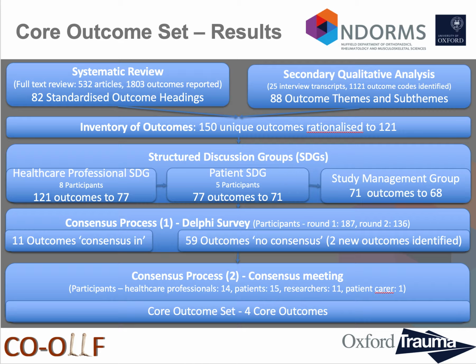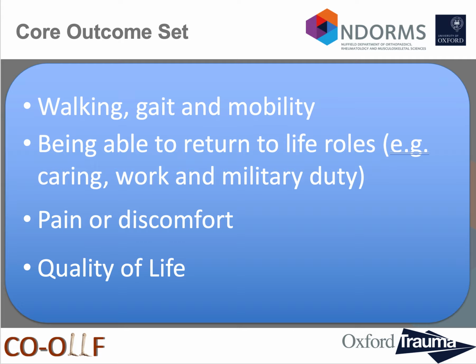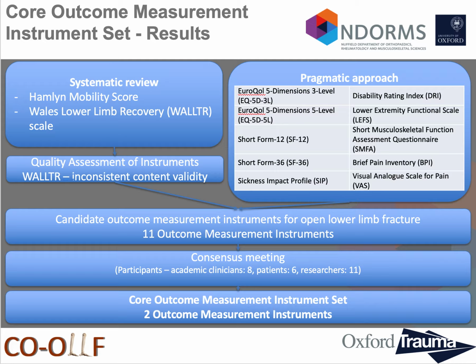A 2-part consensus process was used, consisting of a 2-round Delphi survey followed by a consensus meeting using a nominal group technique. Consensus was achieved for a 4 core outcome set. The core outcome set was defined as walking, gait and mobility, being able to return to life roles, for example caring, work and military duty, pain and discomfort, and finally quality of life.